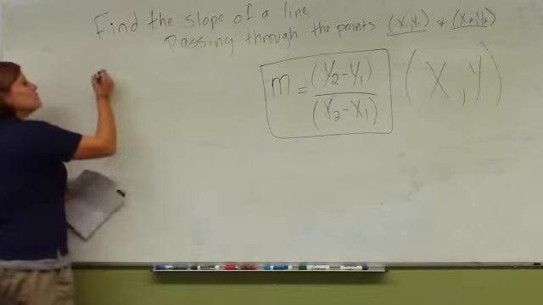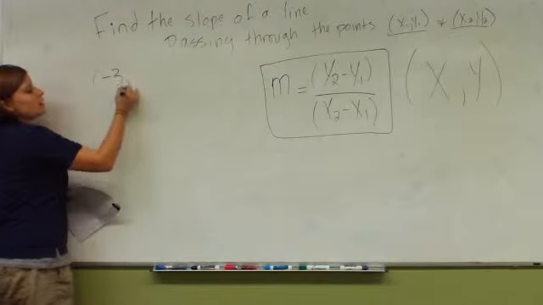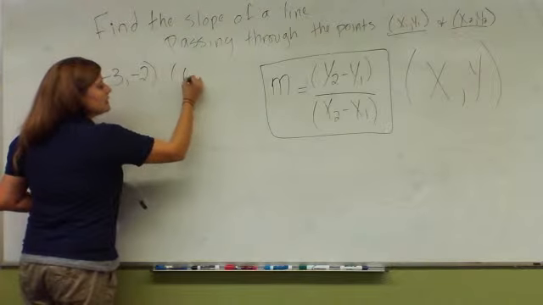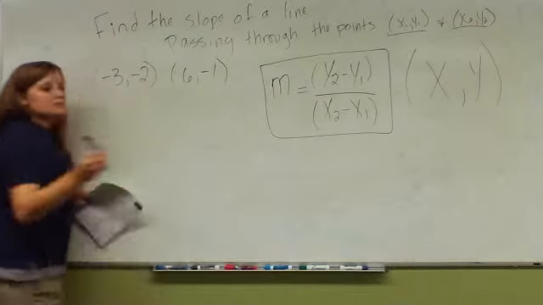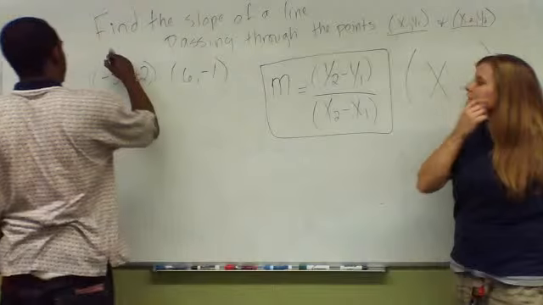Okay, so now your points are going to be negative 3, comma, negative 2, and 6, comma, negative 1. What do you do first? Come on, bro. The very first thing you do. There it is.